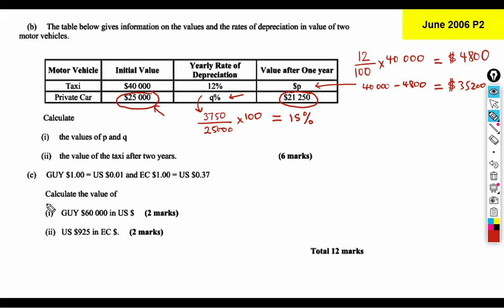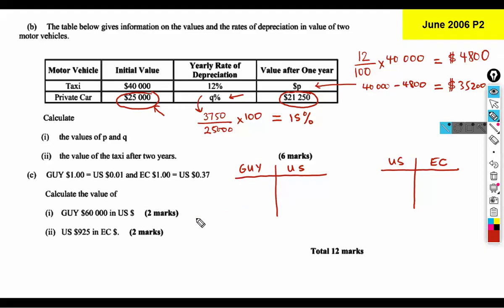For part C, right? You could use the cross. I would just simply go to the cross for this one. So for both of them, you could go to the cross, right? One is Guyanese and US, and the other one is US and EC, right? One is for part one and one is for part two. So I'll give you a couple minutes for that.